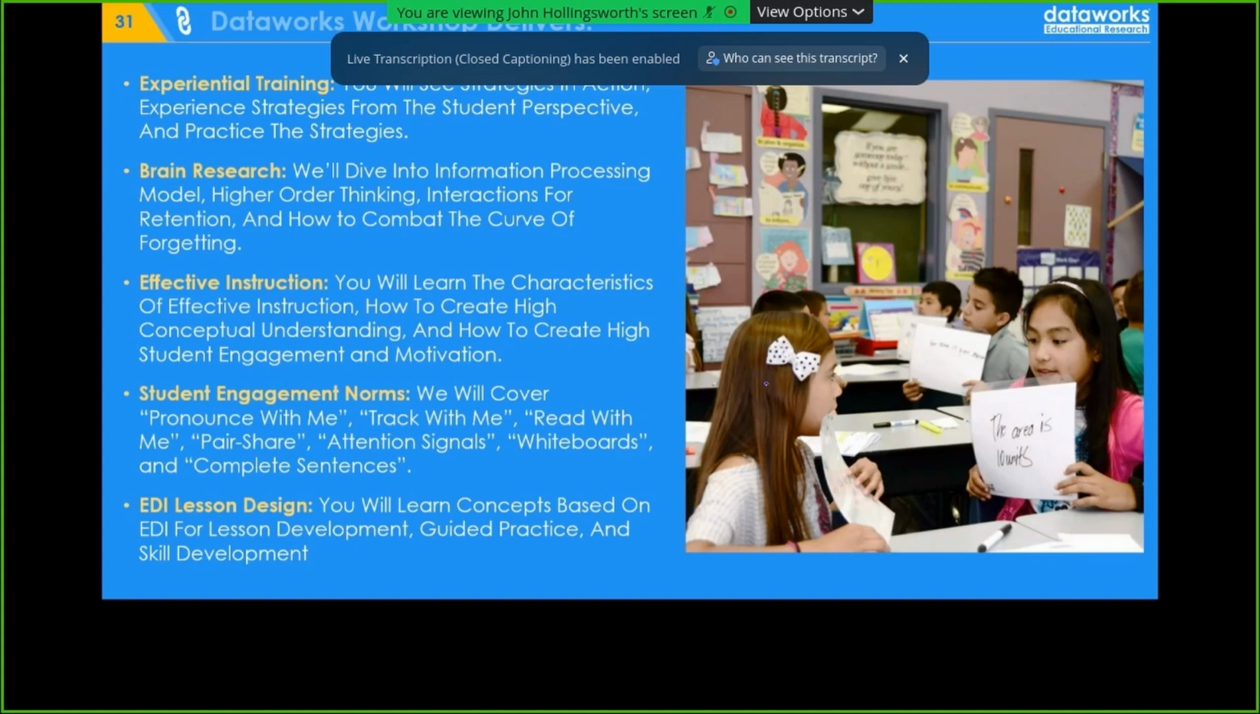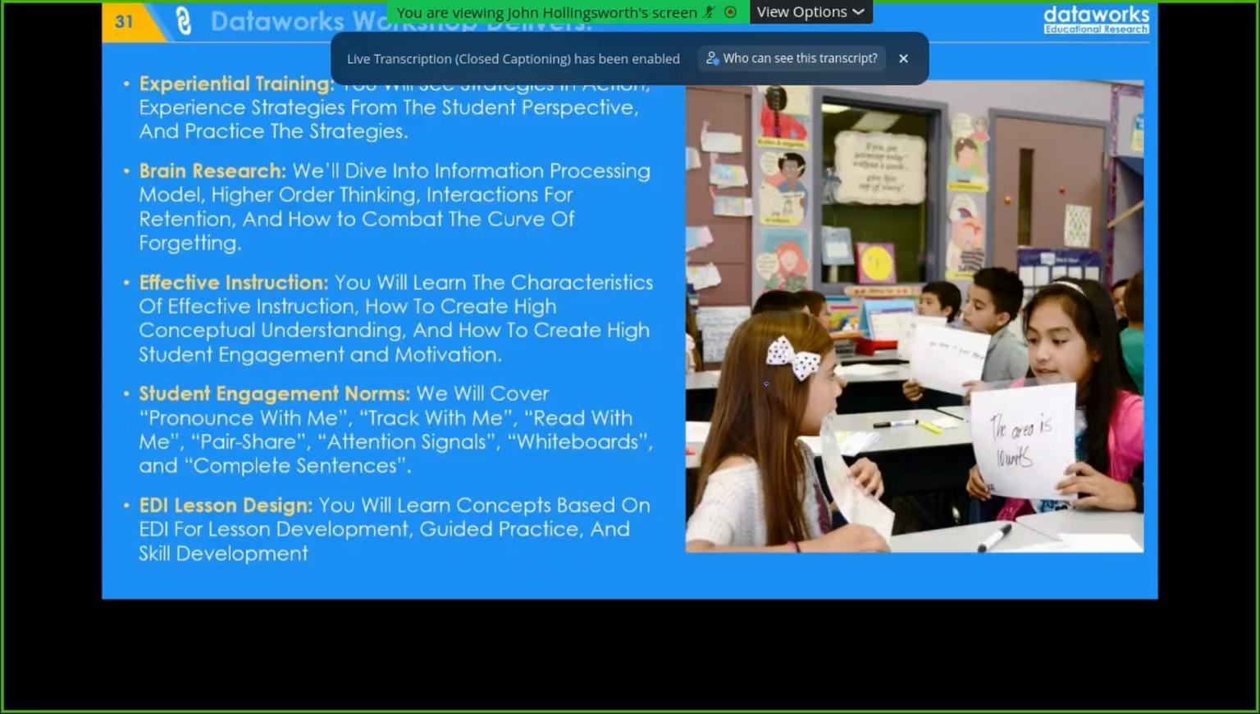We dive into brain research. We spend a lot more time in there, so that way, we gave you snapshots of everything, but there's so much more that goes into this. There's so many nuances that need to be talked about. We'll talk about effective instruction. What does that really look like? We'll give you multiple examples at multiple levels.